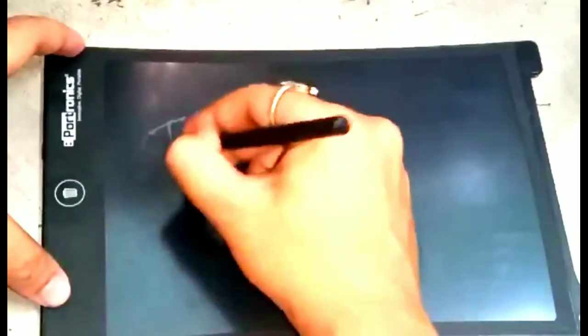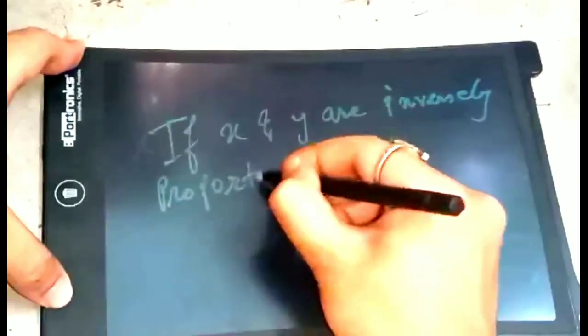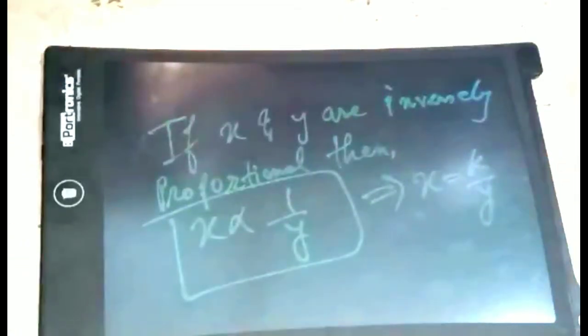That is, if X and Y are inversely proportional, then X is inversely proportional to Y. This is the notation. And to remove the proportionality sign, from this we can write X equal to K by Y, where K is the constant. So this was a simple explanation of variation.